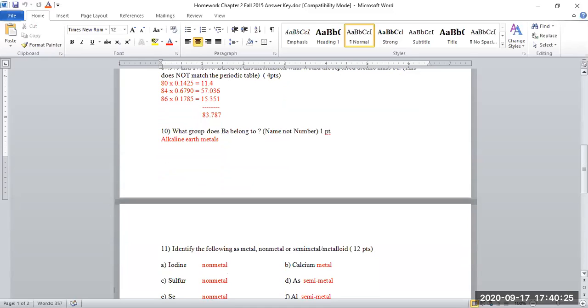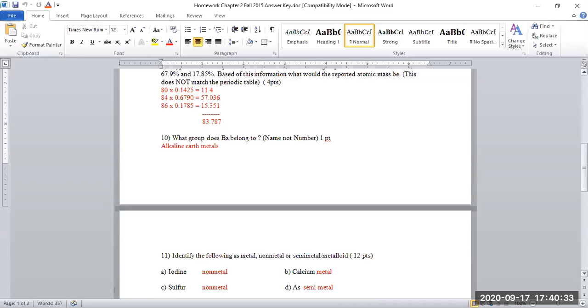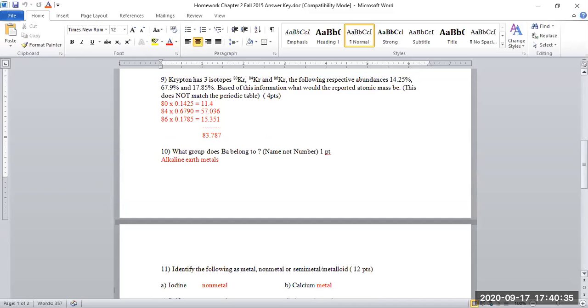What group does barium belong to? I have a quick question. Yes. For number 9, how did you get 0.67? Where did you get the extra 0 on the end? I did everything in two decimal places.